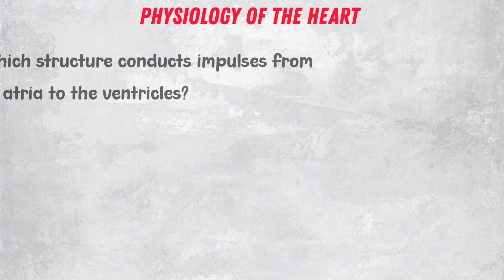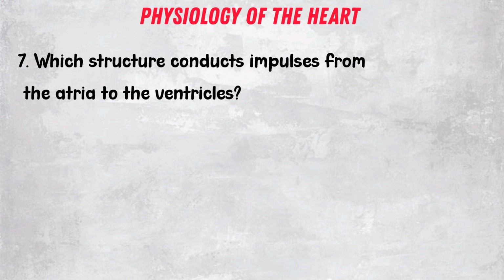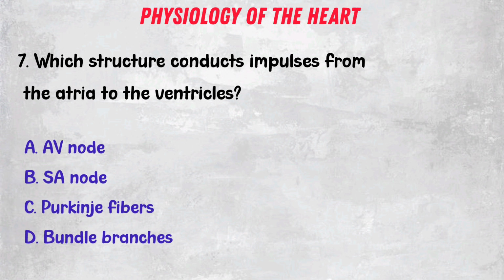Question number 7. Which structure conducts impulses from the atria to the ventricles? We have A, the AV node, B, the SA node, C, the Purkinje fibers, and D, the bundle branches. The answer is actually A, the AV node. Now the AV node delays the impulses and passes them from the atria to the ventricles. Question number 8.